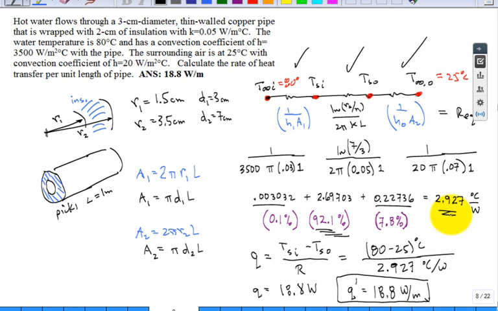In this, what I typically do is I like to pick a length of 1 meter. Then know, hey, everything I'm doing per meter, so that if I want to express the final answer, instead of saying 18.8 watts, I could say, oh yeah, it was per 1 meter, 18.8 watts per meter.